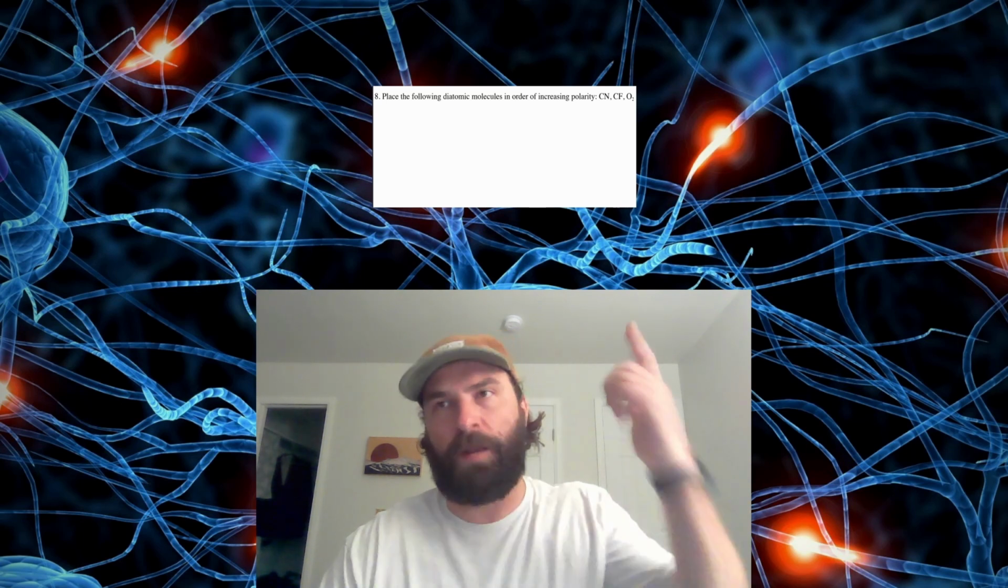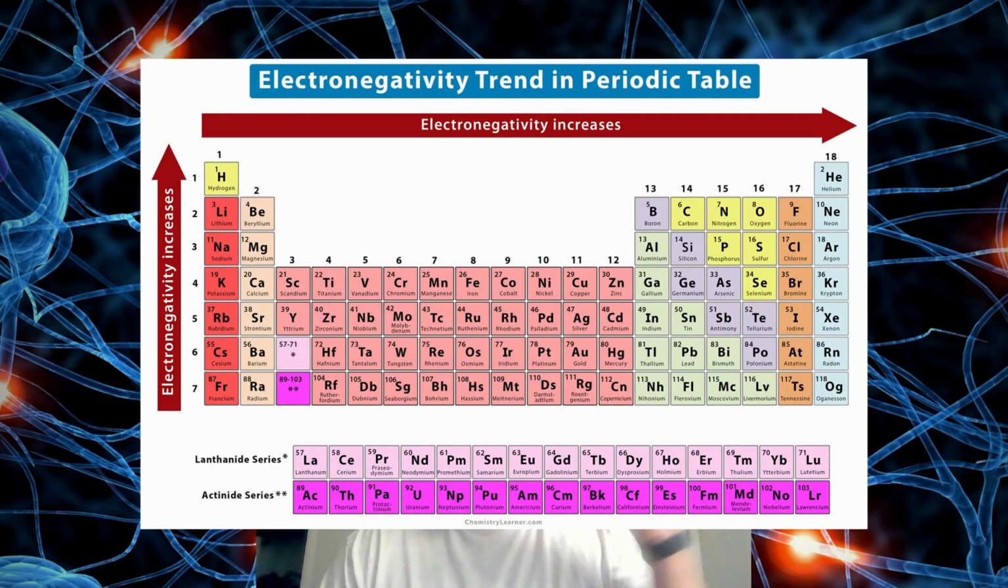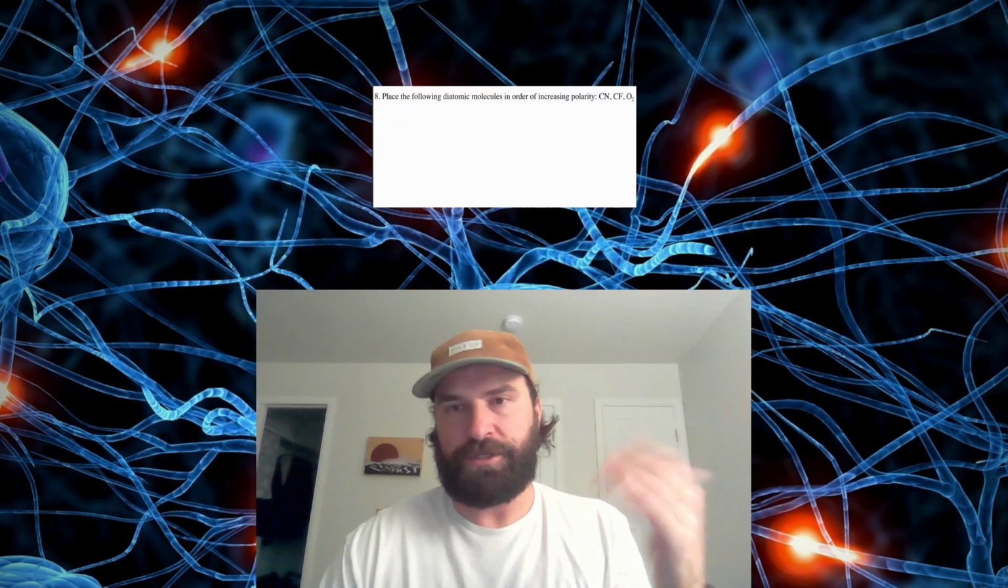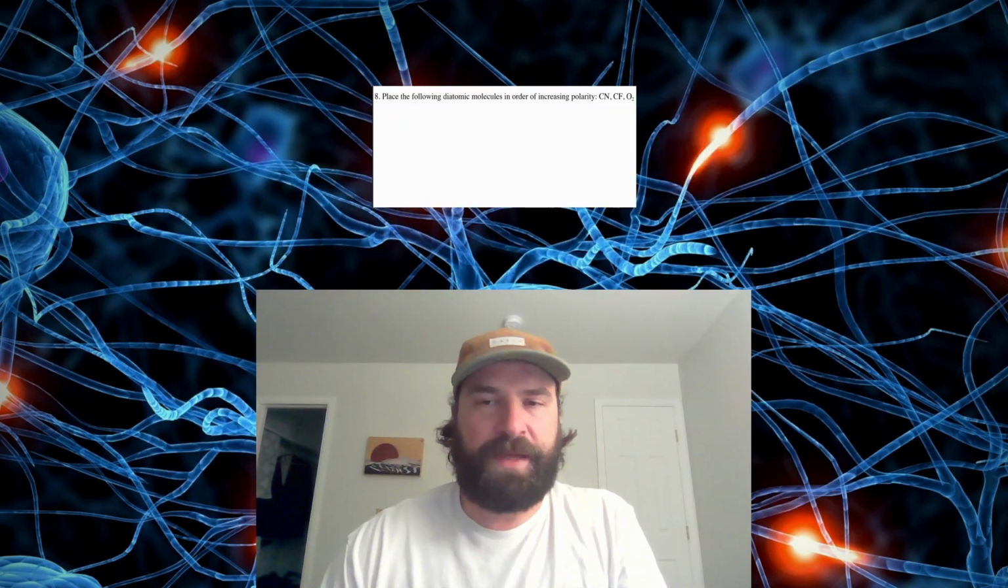And then as you go up the periodic table from bottom to top, things get more electronegative. So smaller atoms are less likely to give their electrons away than the larger atoms. But basically, the farther apart two atoms are on the periodic table, the more polarity there's going to be.